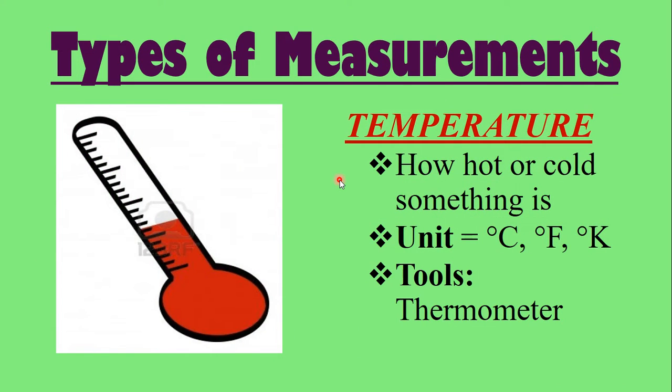Next one's temperature. Temperature is how hot or cold something is. We're talking about units like degrees Celsius, degrees Fahrenheit, or Kelvin. Celsius is everywhere in the world but the United States. Fahrenheit is the United States. And Kelvin is a scientific unit, usually used for really hot objects. Like we usually measure the temperature of the sun in kelvins. We're going to use a thermometer when we take temperature.